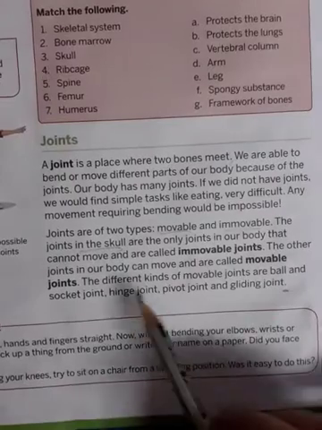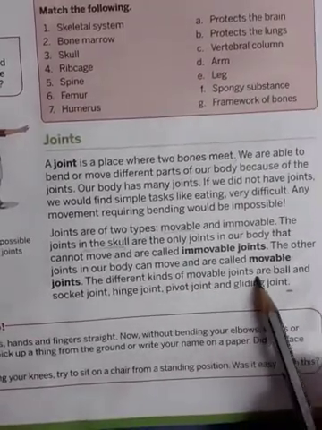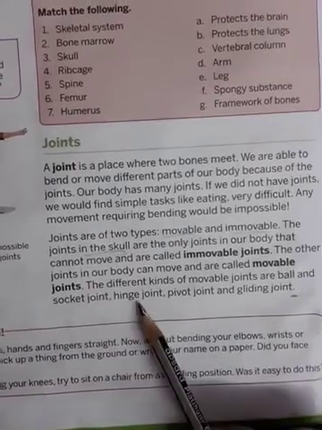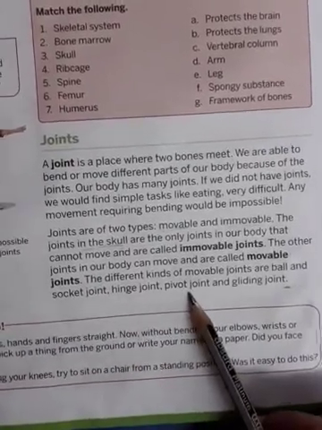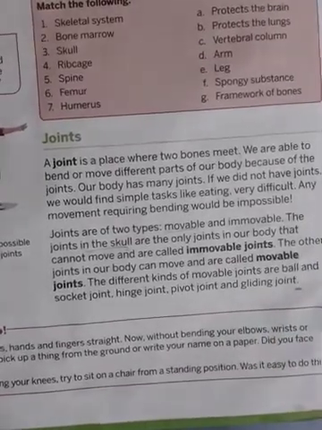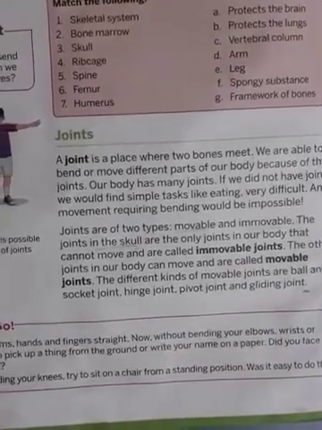The different kinds of movable joints are ball and socket joint, hinge joint, pivot joint and gliding joint, about which we will study in the next video.